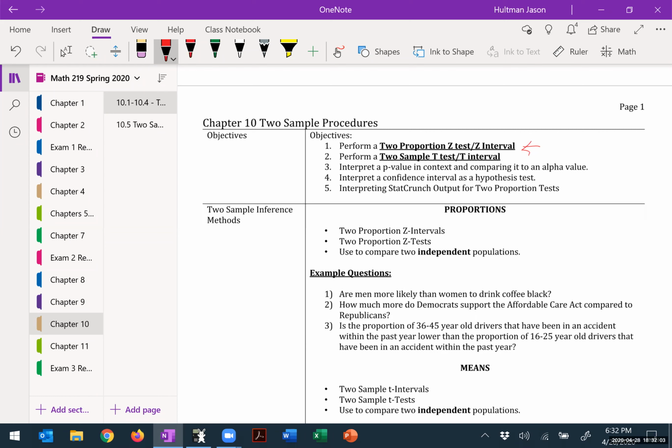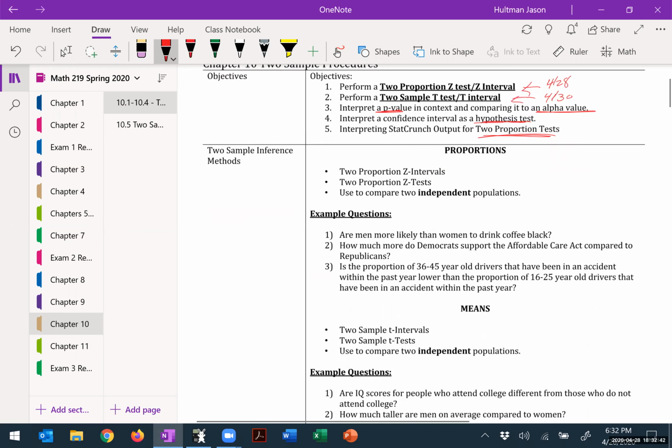Okay, so we're going to perform a 2-sample proportion test. So this is 428, and then 2-sample t-test, that's going to be 430. We're going to interpret the p-value in context and compare it to its alpha value. We're going to interpret the confidence interval as a hypothesis test. And we're going to interpret StatCrunch output for 2 proportion tests. I might do it on the calculator as well. I will definitely be using StatCrunch. So the first one is for proportions.